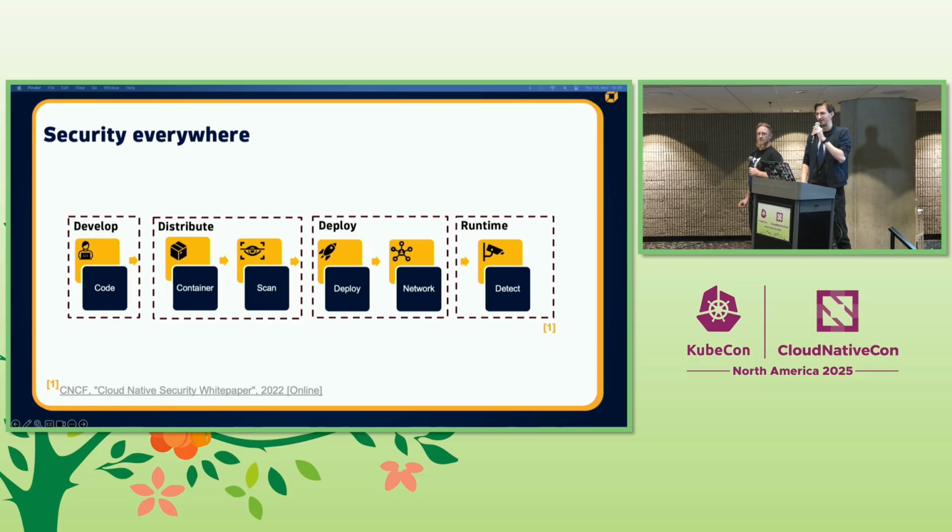Starting from the left to the right, we have develop, when you build and write your code. Then you have the distribution phase, when you're actually building the container image, and there you scan for vulnerabilities. And then you deploy. So in deploying, maybe you will have some specific access you want to give to the containers, like avoid having escalation privileges.